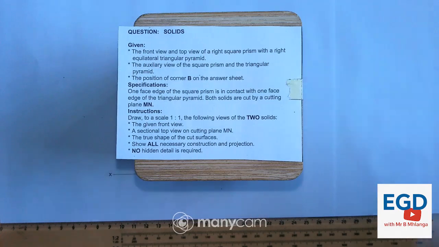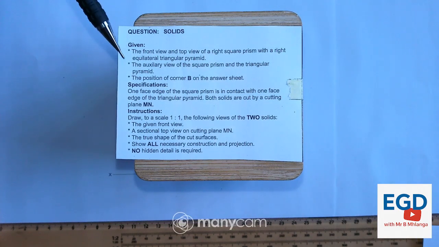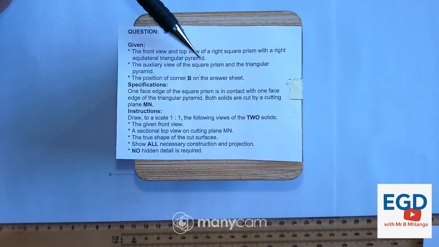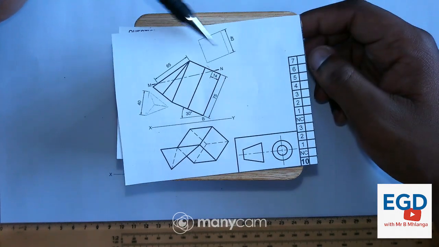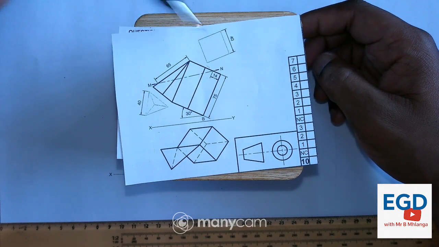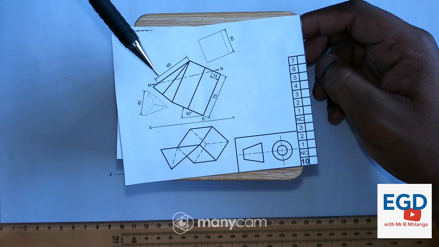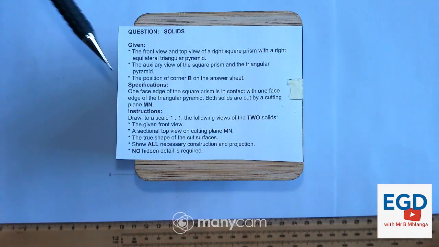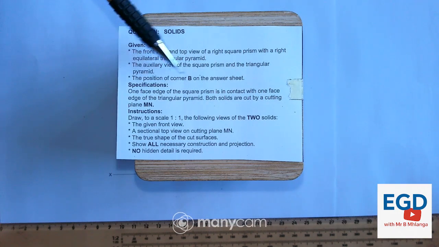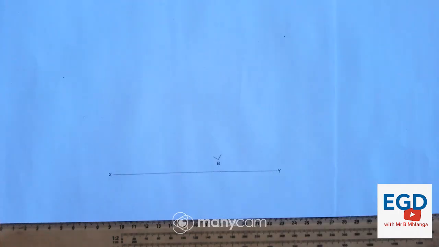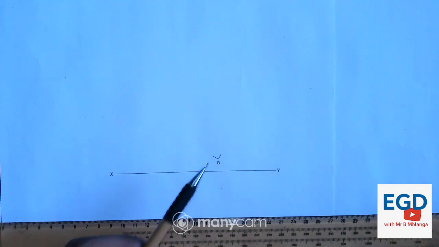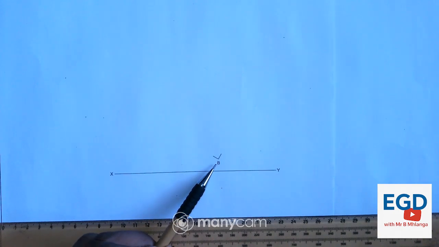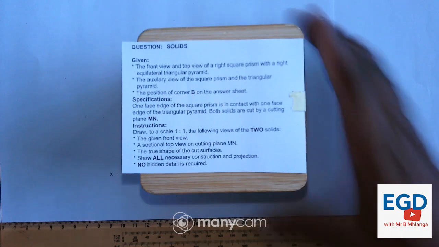front view, right? Okay, so the second point says the auxiliary view of the square prism and the triangular pyramid. So obviously we have the auxiliary view for the square prism right there and the auxiliary view for the pyramid. The position of corner B on the answer sheet. So this is the answer sheet. Where is the starting point? The starting point is right over there. It's corner B.